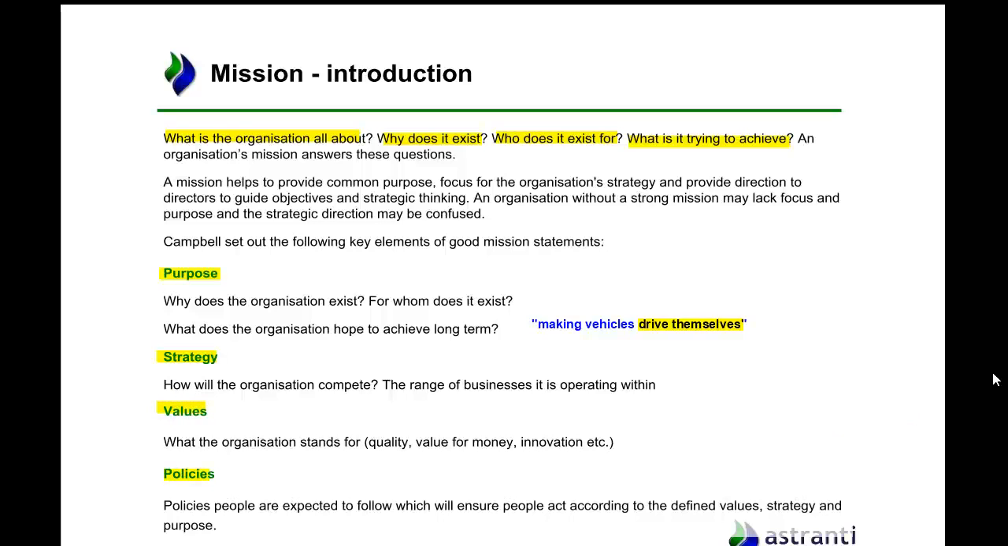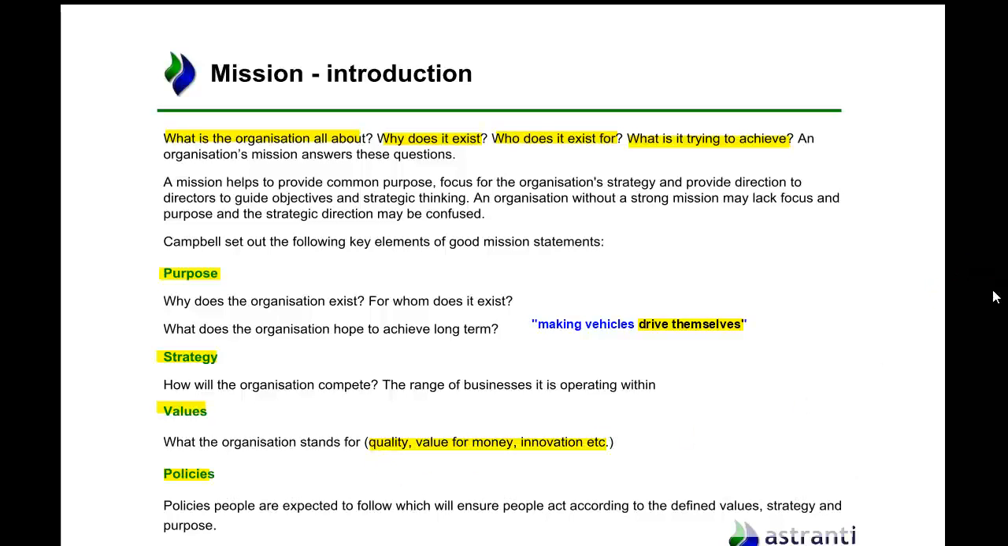So if we look at strategy, how will the organisation compete, the range of businesses it's operating with? Possibly it can be inferred from the case study mission statement that obviously it's going to be competing with other vehicle electronic manufacturers or other vehicle manufacturers if the vehicle manufacturers are making some of the things themselves. But it's not telling us how they're competing. It's not going to tell us that they're competing by being the best value for money, etc. And that also stems from values here.